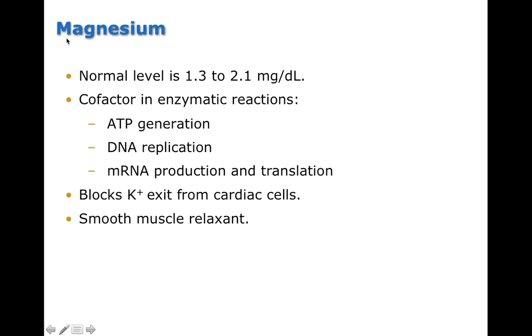Now, what's also interesting too is that magnesium blocks potassium exit from cardiac muscle cells. So remember, potassium exit is what causes the repolarization phase of muscle. So if you have hypermagnesemia, it's going to take longer for this muscle to relax because you're blocking the exiting of potassium. And so you're going to see these longer muscle contractions in cardiac muscles. Now, in smooth muscle, it functions as a relaxant.